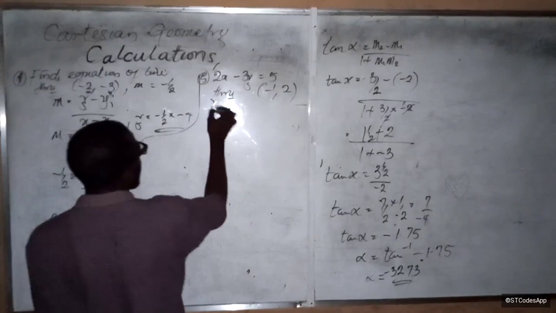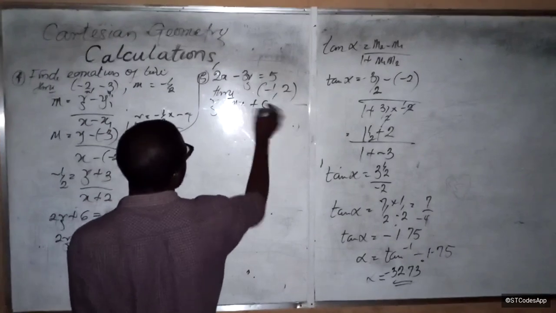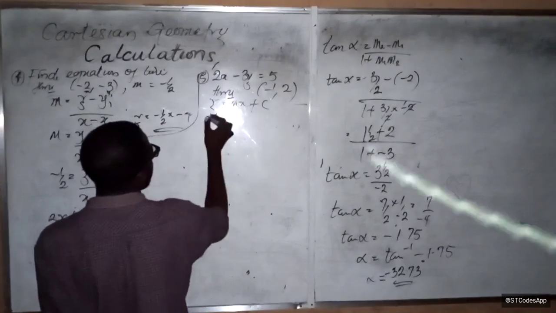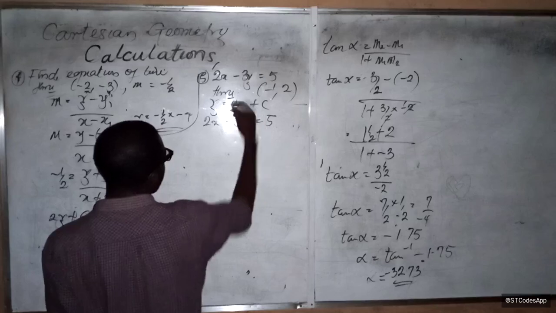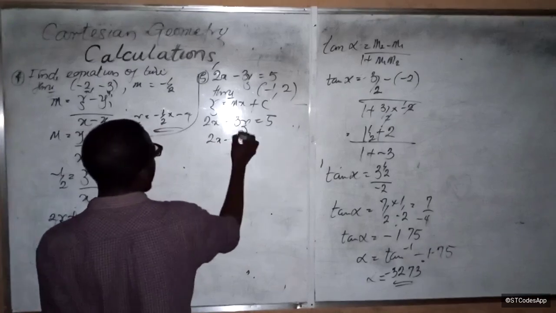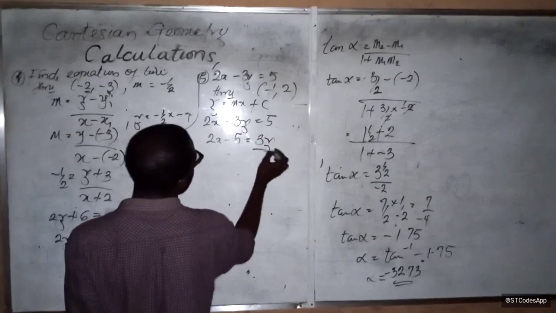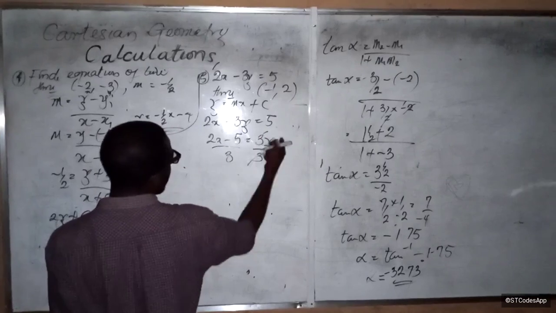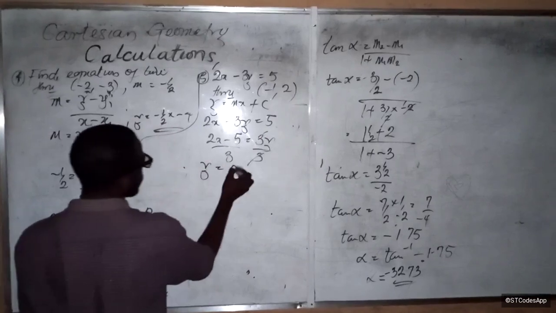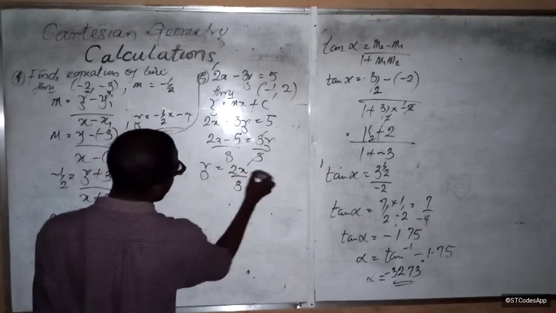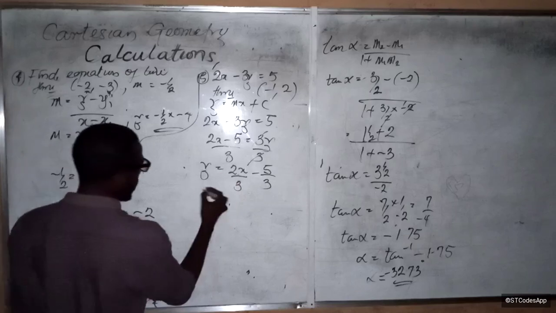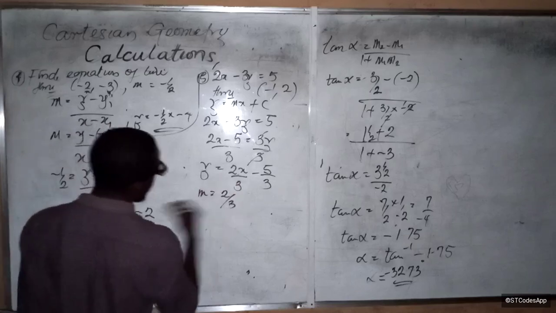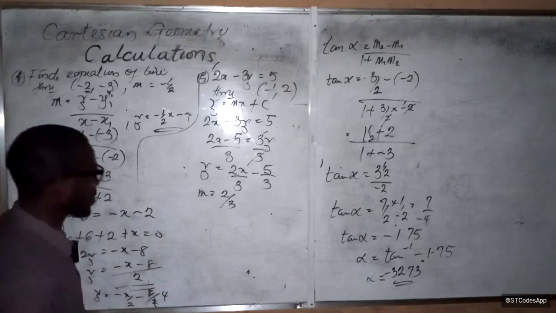The normal form is what? y equals mx plus c. So let's make y the subject here. Since we have 2x minus 3y is equal to 5, let 3y go there, let 5 come in. We have 2x minus 5 is equal to 3y. Divide both sides by 3, so that y will be left alone there. So we have y equal to 2x over 3 minus 5 over 3. Let's separate that denominator for both numbers. So our m is equal to what? 2 over 3. Is that okay?